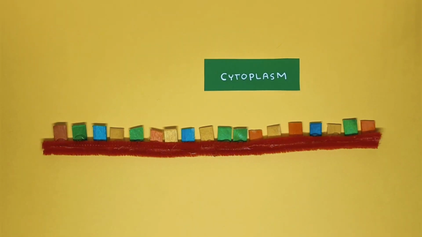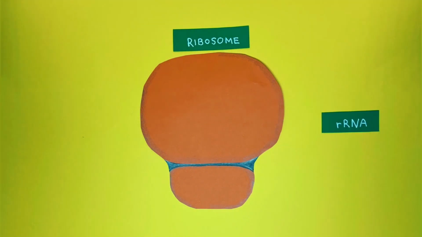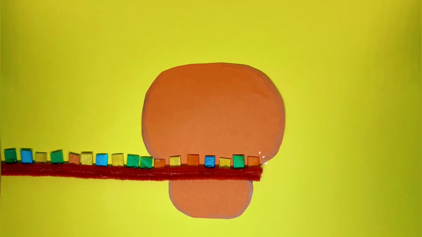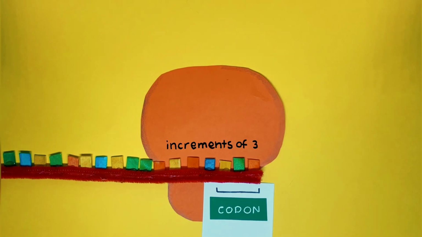mRNA then leaves the nucleus through nuclear pores and into the cytoplasm, where it finds a ribosome made from ribosomal RNA, rRNA for short. The mRNA hooks onto the ribosome, where the next main step, translation, occurs. The ribosome reads the mRNA in increments of 3 bases, called a codon.